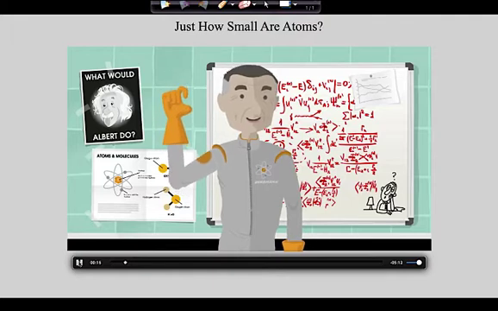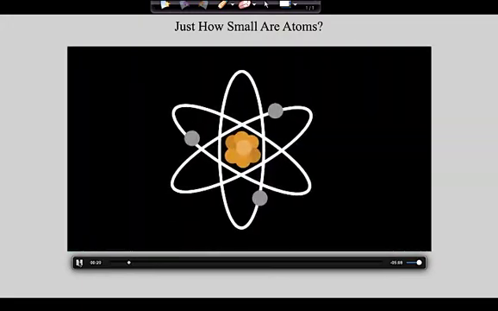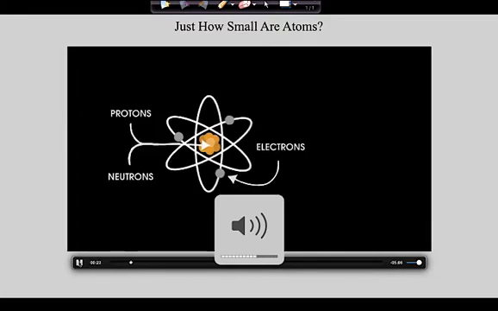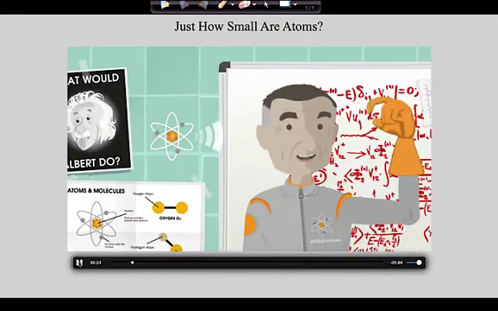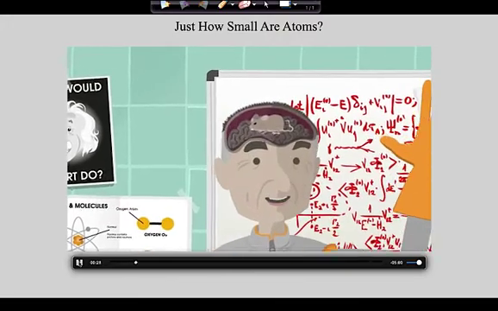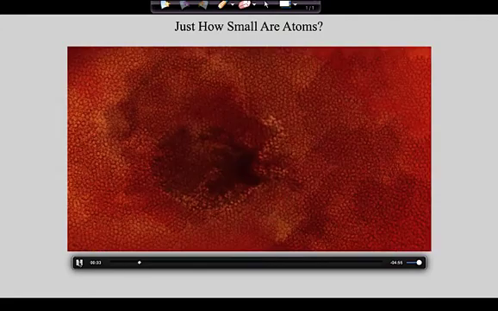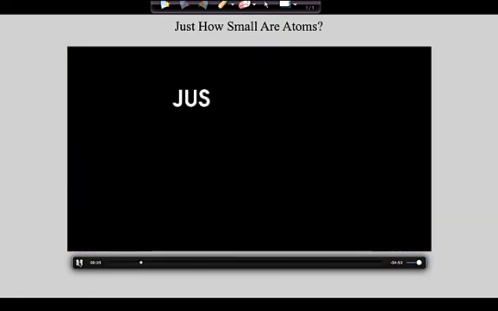Everything is made up of little tiny things called atoms. You might even know that each atom is made up of even smaller particles called protons, neutrons, and electrons. And you've probably heard that atoms are small. But I'll bet you haven't ever thought about how small atoms really are. Well, the answer is that they are really, really, really small. So you ask, just how small are atoms?